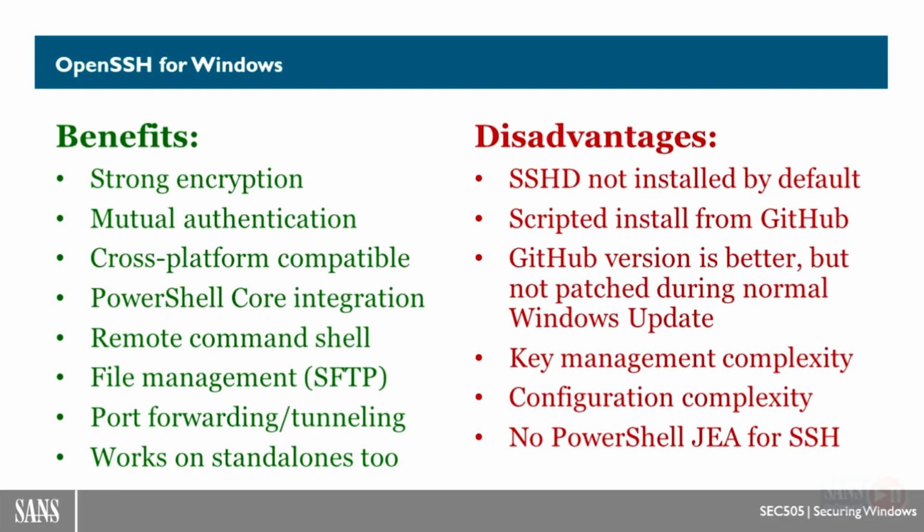You can also use SSH for port forwarding, also called port tunneling. You could use this, for example, for connecting to an SSH server as a SOCKS server for forwarding browser connections to web servers beyond the SOCKS server. You could also set up that box as a true VPN gateway and use SSH as your VPN tunneling protocol. And SSH works just fine on standalones, so you don't have to have domain-joined machines. You won't get Kerberos on those standalone boxes, but you can use public-private key pair authentication.